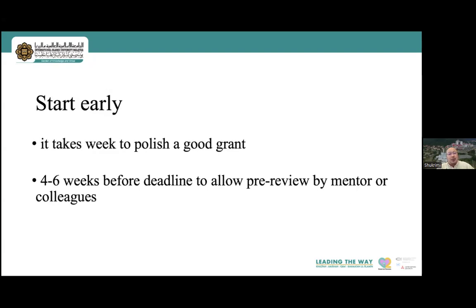Okay, when we get the announcement, we know when it is going to open, so we must start very early. Don't wait until the end of the grant period, because it takes many weeks to polish a good grant. To produce a good grant, you must start early. You cannot just wait until the last minute. Some of us wait until we get a reminder from our boss, saying please apply for the grant, and then we have only 1 week to prepare. That is not good, so we must start early. Probably take about 1.5 months before the deadline, because we may need a review by our senior mentor and our colleagues also.